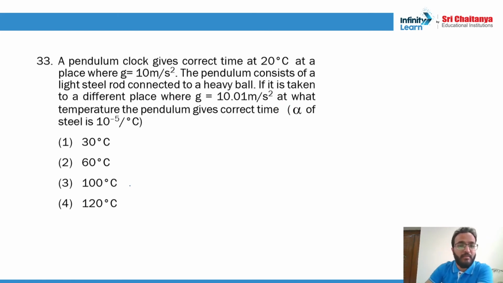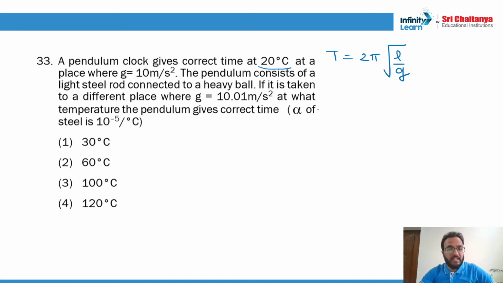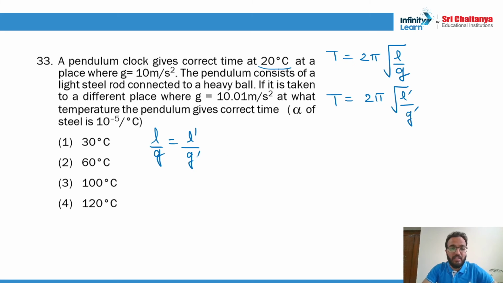Oh, brilliant. A pendulum clock gives correct time at 20 degrees centigrade at a place where g is 10 meter per second square. Okay, what is the formula for time period? 2 pi root over L by g. So if it is taken to a different place where g changes, at what temperature does the pendulum give correct time? Again, the time is correct. So length will change, g will change. Well, the time is correct. So you will say L by g must be equal to L dash by g dash.